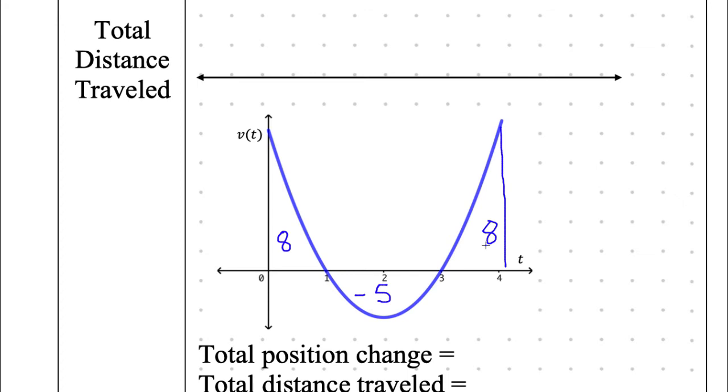So, how far did I actually travel? If I actually look at time equals 3, do I just add 8 and 5 and say, oh, you've traveled a total distance of 3? Because 8 minus 5 is 3?